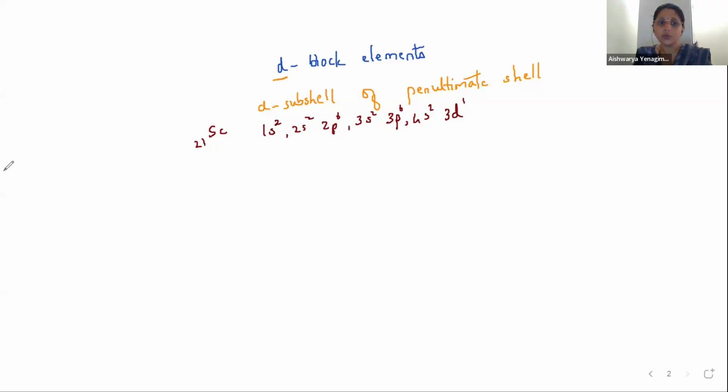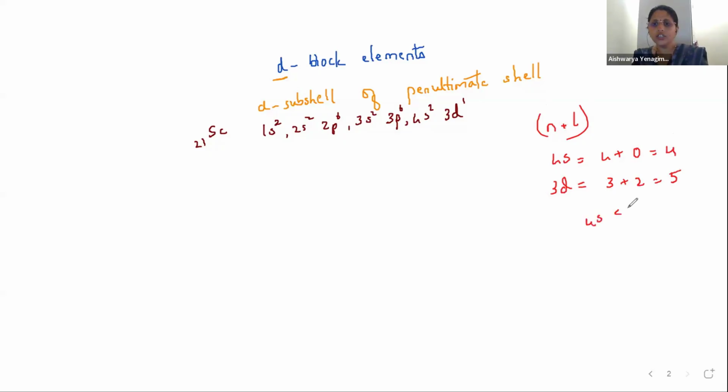I need not give much explanation here, because you know why 4s is having lower energy. You might be knowing the n plus l rule. Whichever orbital has the lower n plus l value will have lower energy. So for 4s, n is 4 plus l, for s it is 0. So 4 plus 0 is 4, correct? If you see 3d, n is 3, and for d, l is 2 (s is 0, p is 1, d is 2). Therefore it is 5. So 4s is having lower energy than 3d.